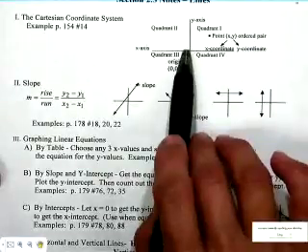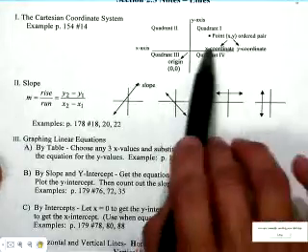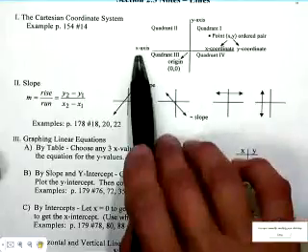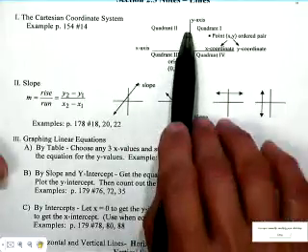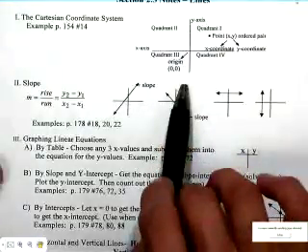To the right of the origin, all of your x's would be positive. To the left of the origin, all of your x's would be negative. And above the x-axis, all of your y's would be positive. Below the x-axis, all of your y's would be negative.